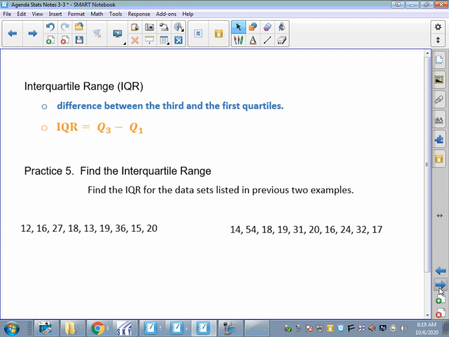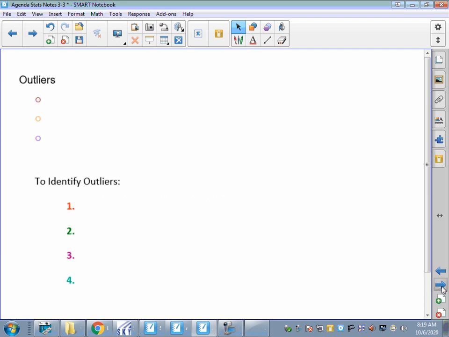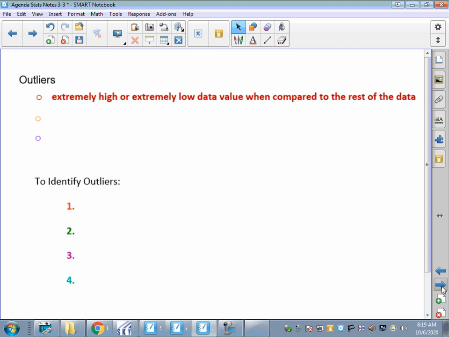Q3 minus Q1. Let's not do either of these examples. Let's talk about outliers, and then we can go back to the example that we did to find these things. We need the interquartile range, or the IQR, because we are going to start identifying outliers. We're not just going to say, oh, that's an extremely high or an extremely low data value when compared. We need statistics, data, calculations to show us that that is actually an outlier. So extremely high or low data values, we're going to find them mathematically.